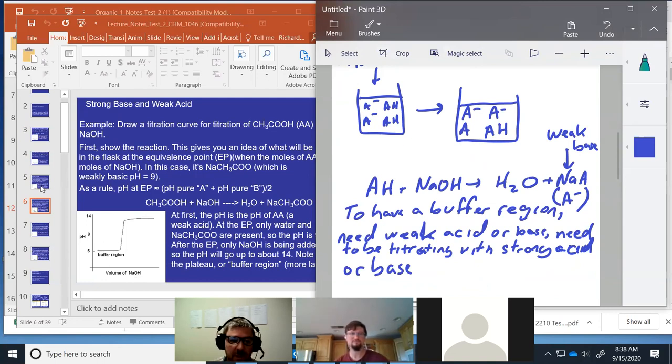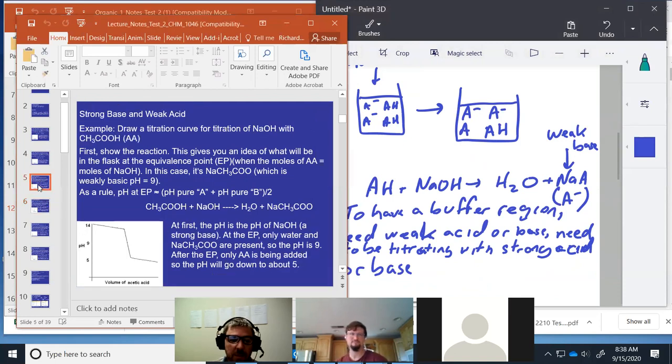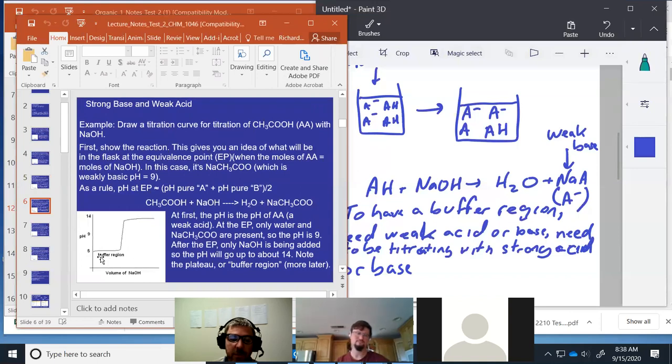You'll notice on the previous example, look at this. We didn't get a buffer region. Why not? Well, we're not adding strong acid or strong base. See that? We're adding a weak acid down here. So we don't get a buffer region here. There is a little bit of a change in pH, but it's not a huge amount, but it's still more of a change in pH than we're getting here with the buffer region.